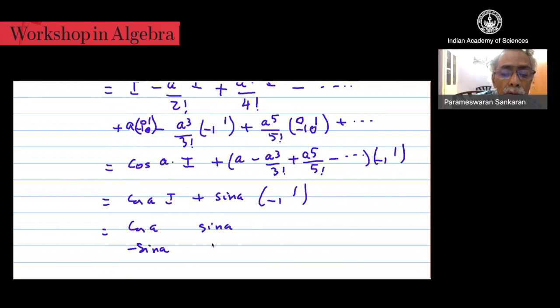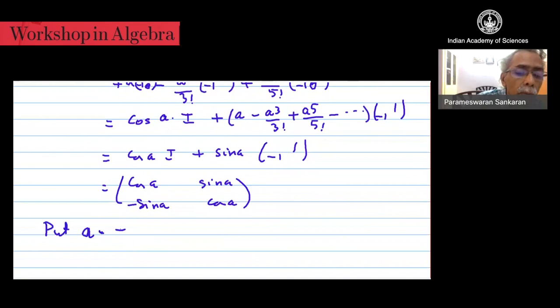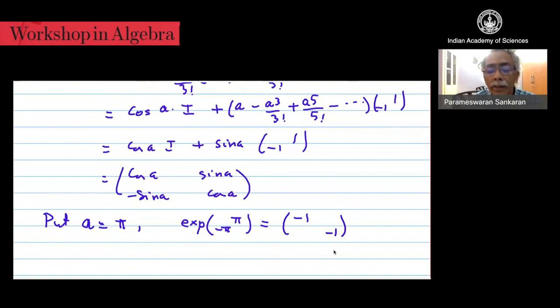And surprisingly, put a equals pi, what do you get? This is true for any a. So you get that exponential of, so pi minus pi, that's equal to minus identity. You see, minus 1 is not the exponential of any real number, but in the space of 2 by 2 matrices, minus identity is the exponential of this particular matrix.